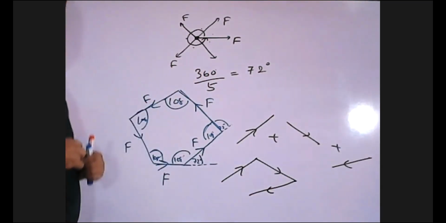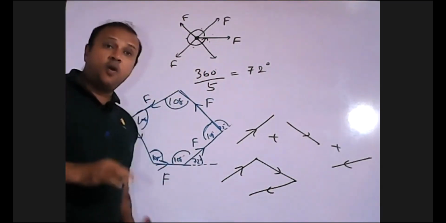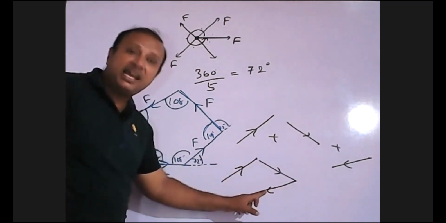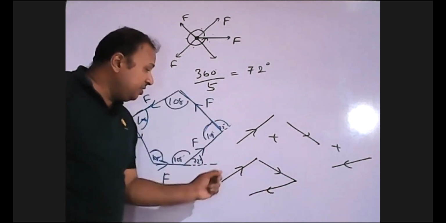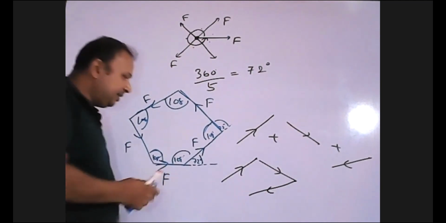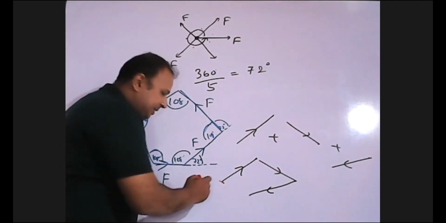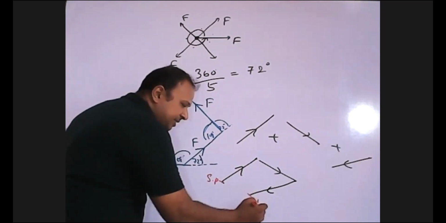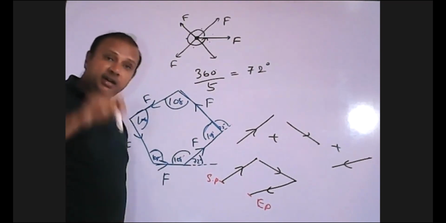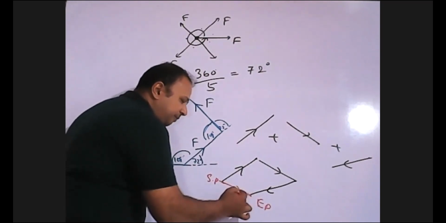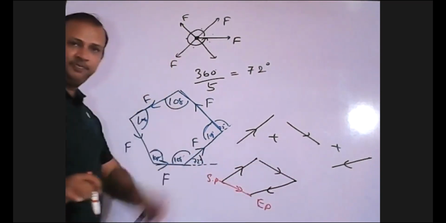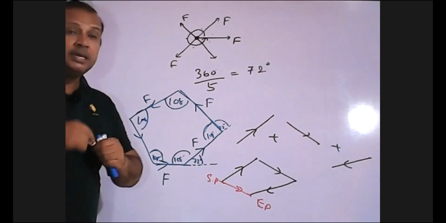Now you have coincided each endpoint and starting point up to the last vector, then you will have a gap here. One corner is a starting point. The other corner is an end point. So if you construct a vector from starting point to end point, that would be the resultant vector of this system.